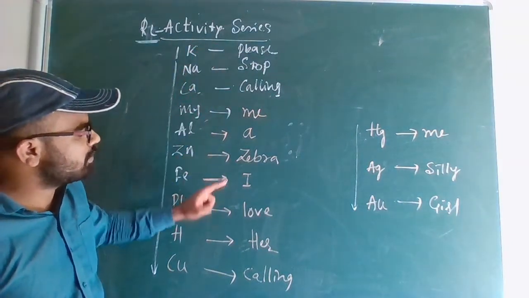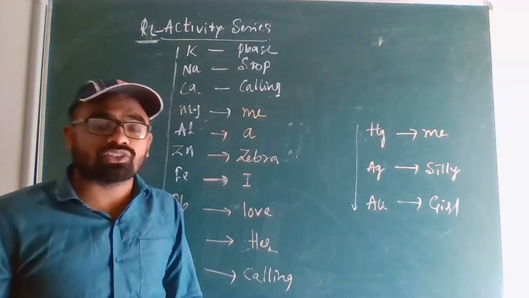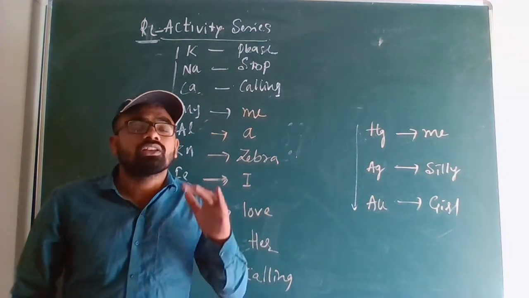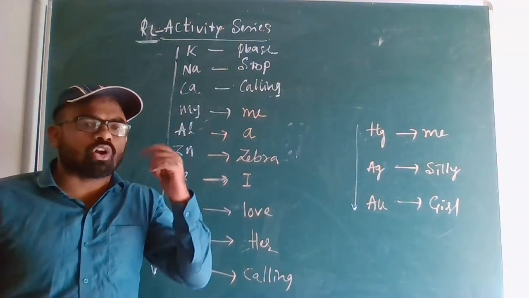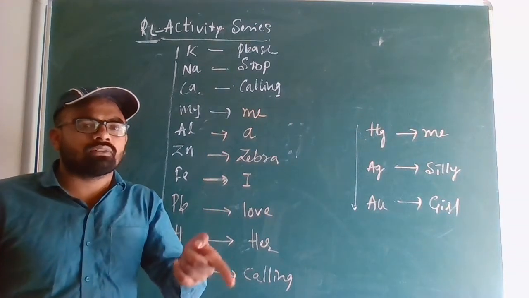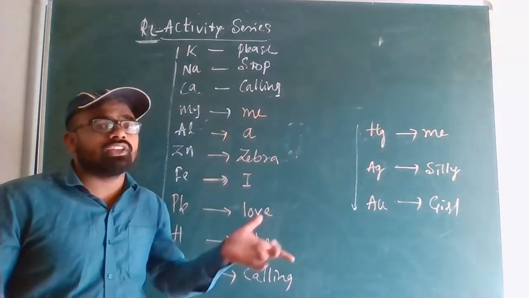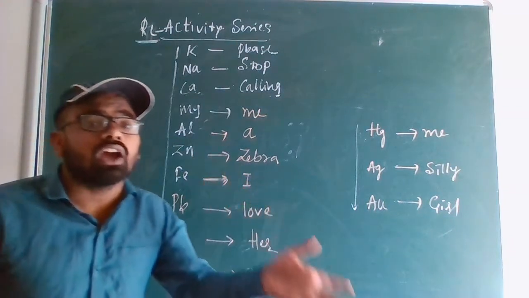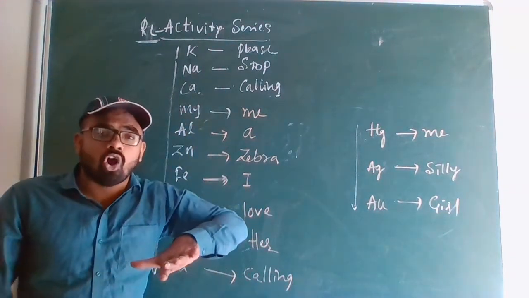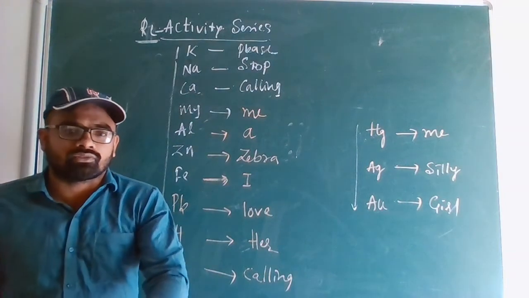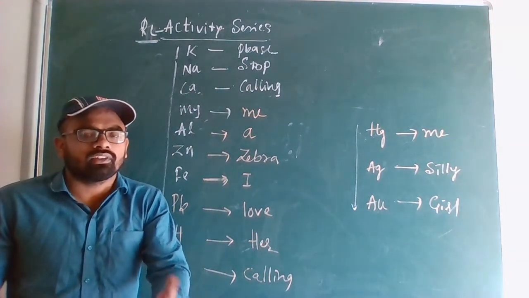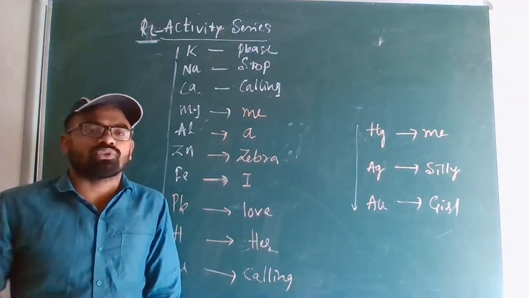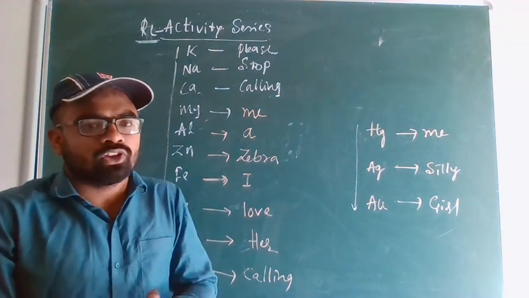Please stop calling me a zebra. I love her calling me silly girl. It has to be like this. Please for potassium, stop for sodium, calling for calcium, me for magnesium, A for aluminium, zebra for zinc. I for iron, love for lead, her for hydrogen, calling for copper, me for mercury. Then silly for silver, girl for gold. I hope you remember this reactivity series in this way. This is very much important.